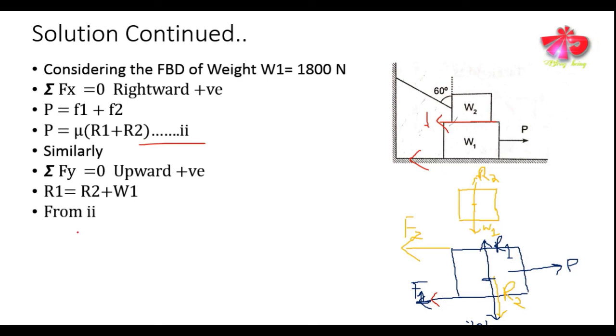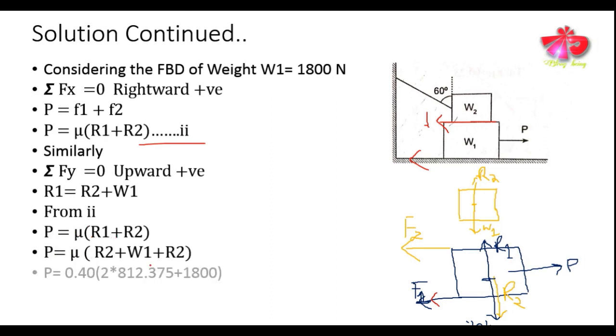From the second equation we can write P equals mu times R1 plus R2, and if you substitute all these values, you will get the value of force P as 1369.90 Newtons. So friends, this is the way we can solve problems associated with friction, and this type of problem is very important in university level examinations. So watch the complete video.